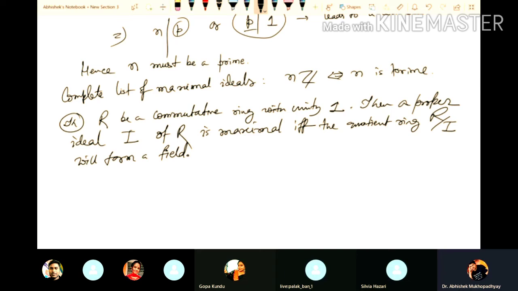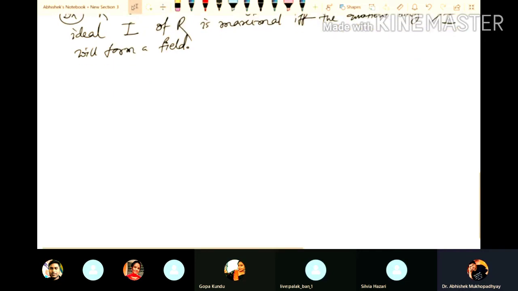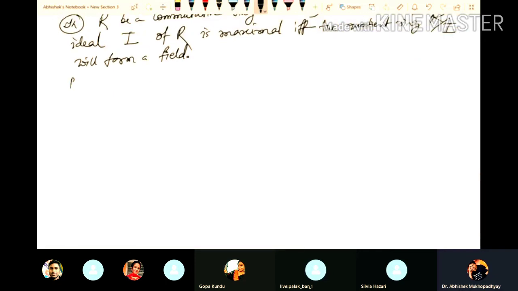That is, keeping in mind the structure of the quotient ring R by I, we can characterize the maximal ideals in the commutative ring R with unity. So this is another way of viewing maximal ideals in a commutative ring with unity 1, in terms of the algebraic structure of the quotient ring. So the proof will be like that.